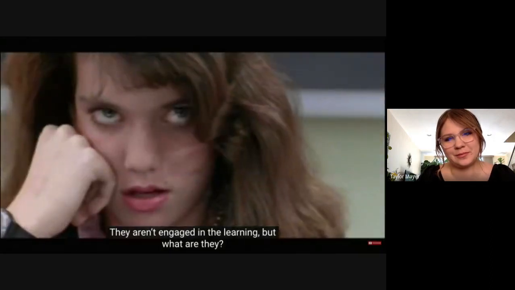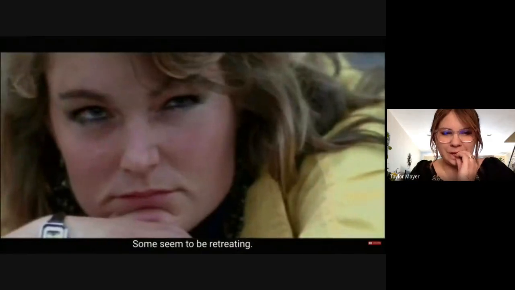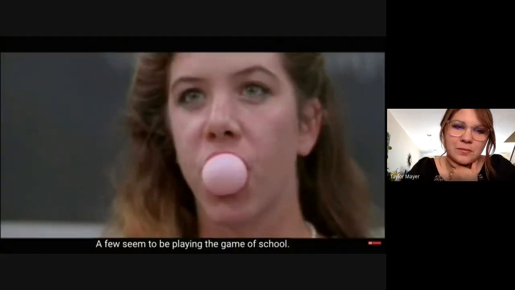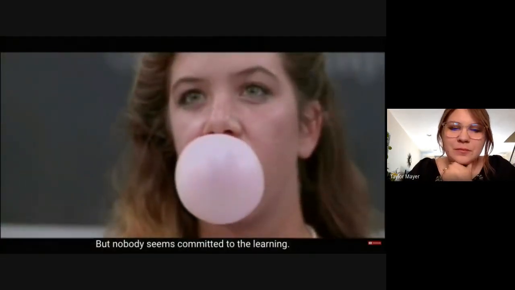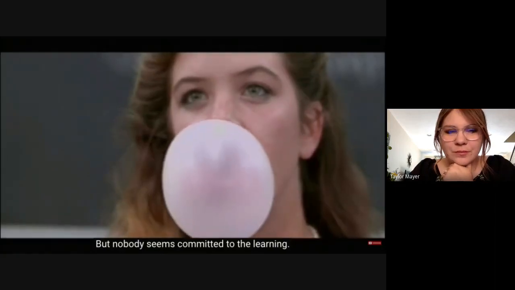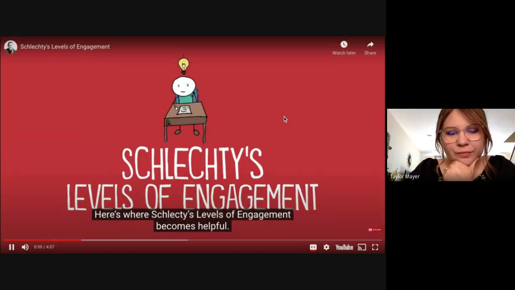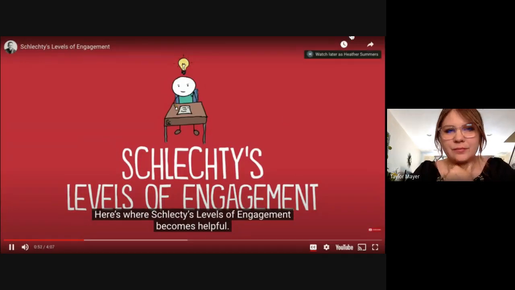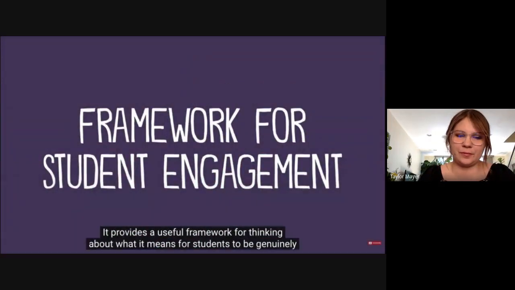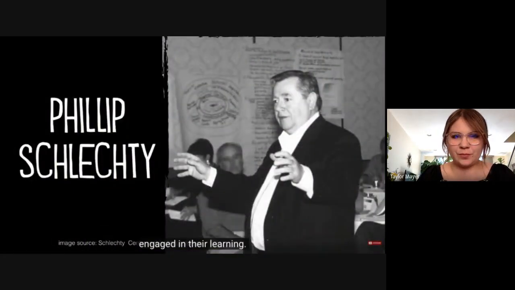They aren't engaged. But what are they? Well, some seem to be retreating. A few seem to be playing the game of school, but nobody is actually committed to the learning. Well, here's where Schlechty's levels of engagement becomes helpful. It provides a useful framework for thinking about what it means for students to be genuinely engaged in their learning.